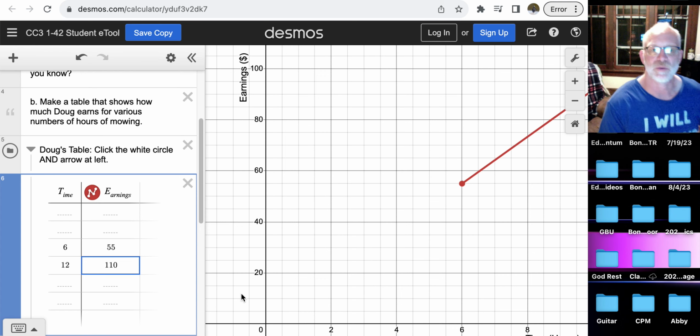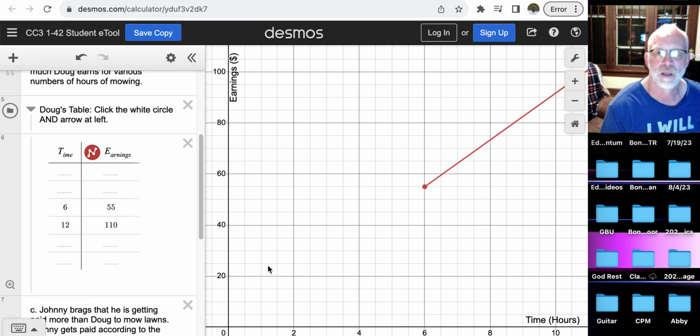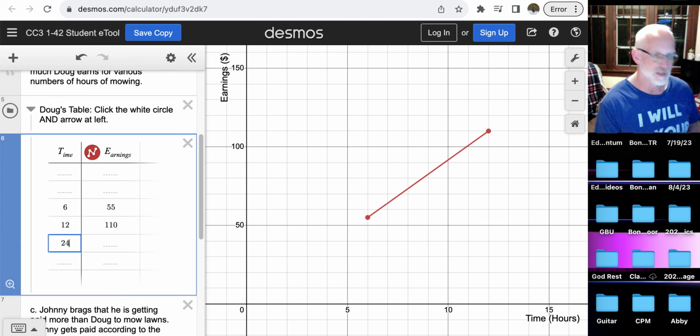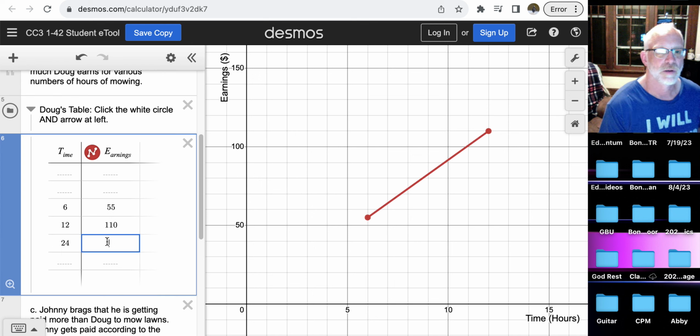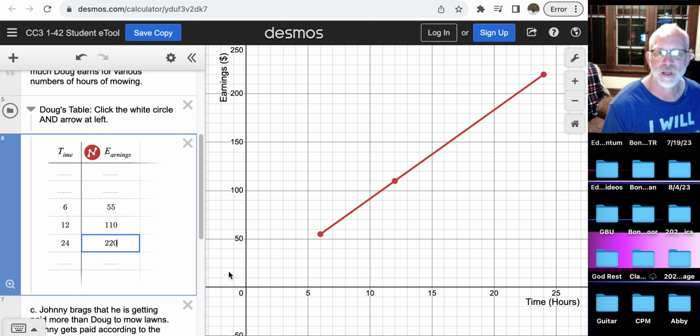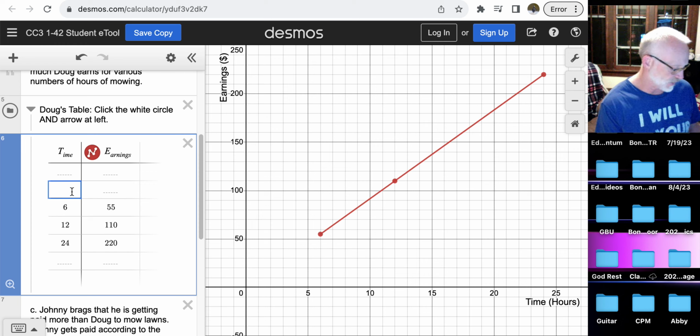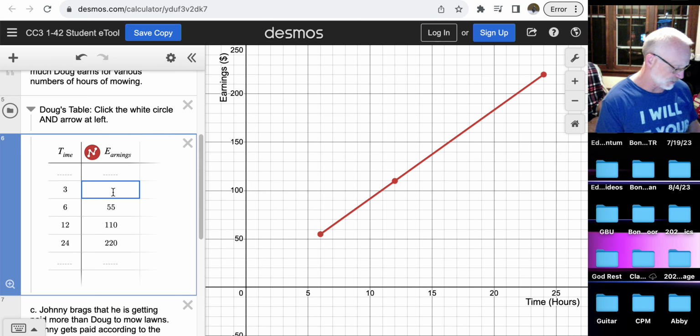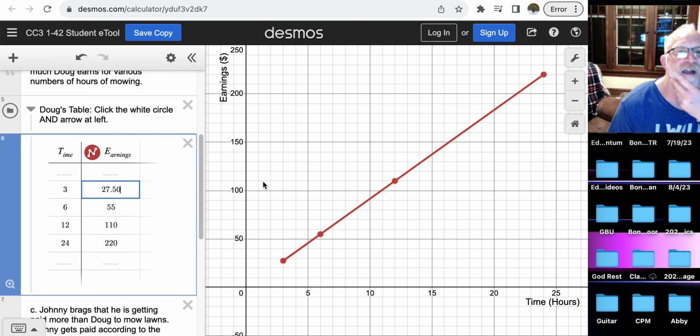We think that would double, right? What if he went for 24 hours of work? Would that double again? It looks like it. It looks linear. I wonder if he did 3 hours. So what's half of 55? Half of 55. I'm thinking $27.50. All right, that seems to work.